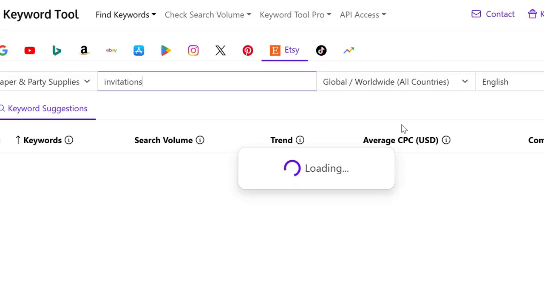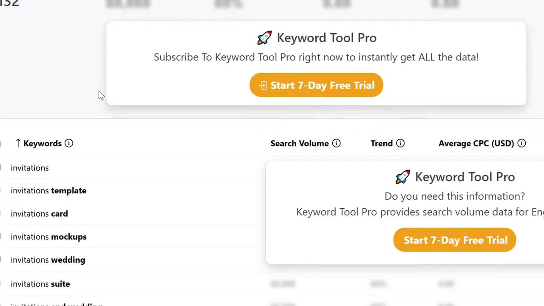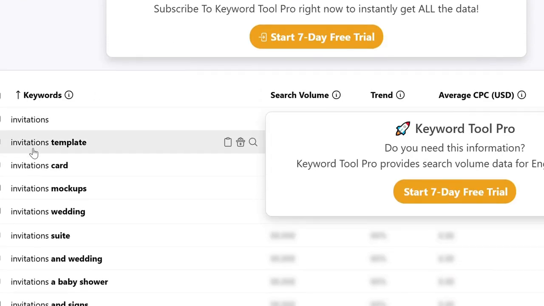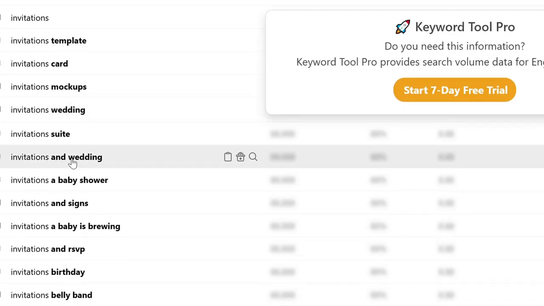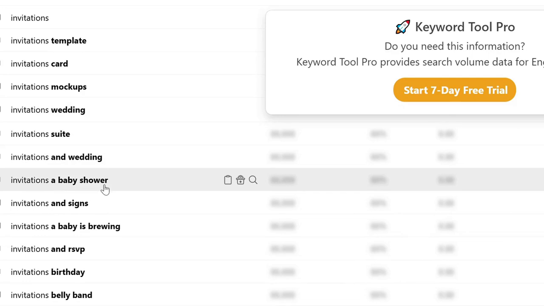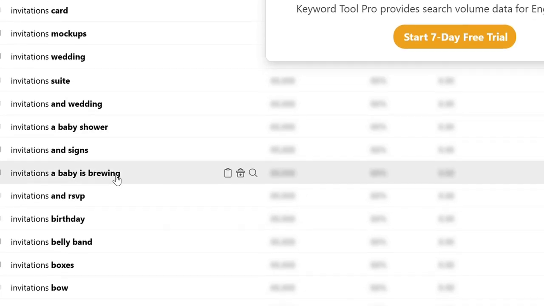We click search. So what it does is it goes through and just targets the most searched for keyword suggestions within the Etsy platform associated with the invitations keyword. So as we can see, we are seeing invitations template, invitations card, invitations mock-up, invitations wedding, invitations and wedding, invitations a baby shower, invitations a baby is brewing.